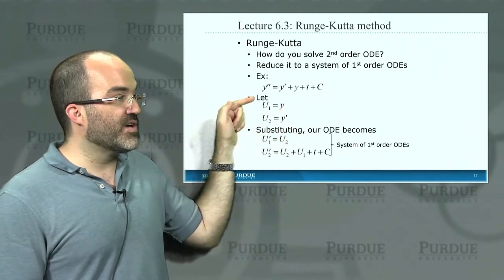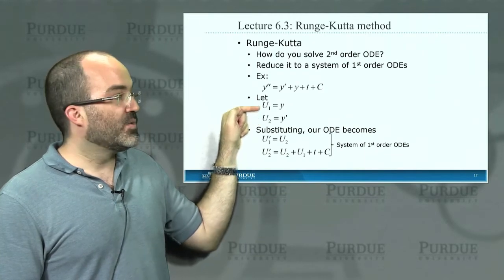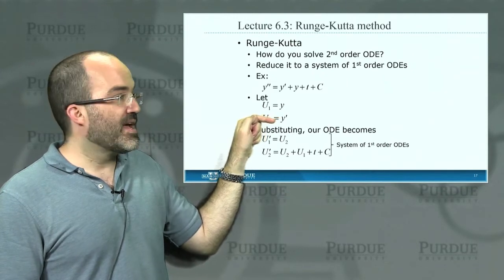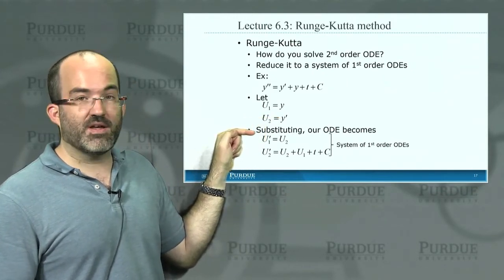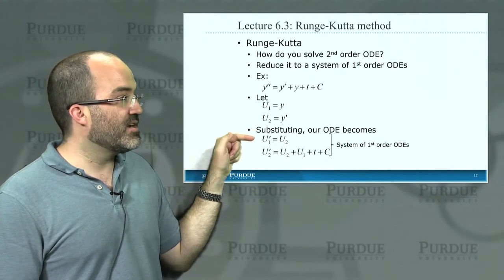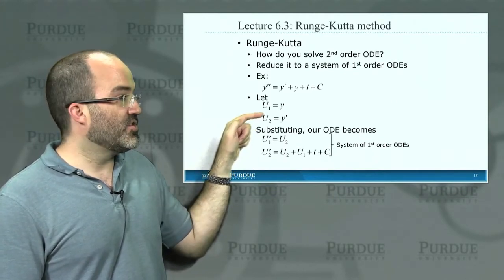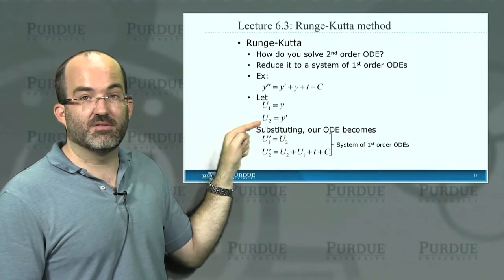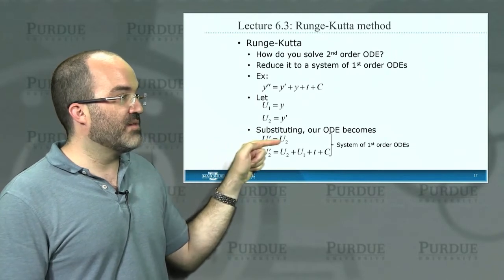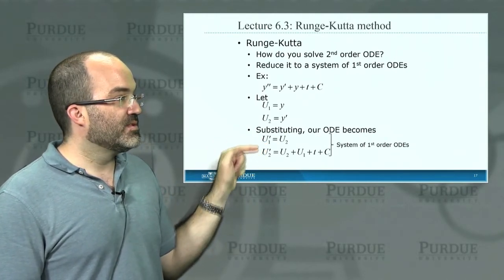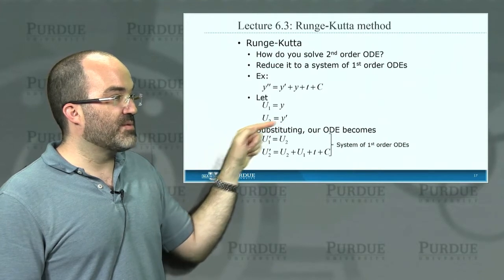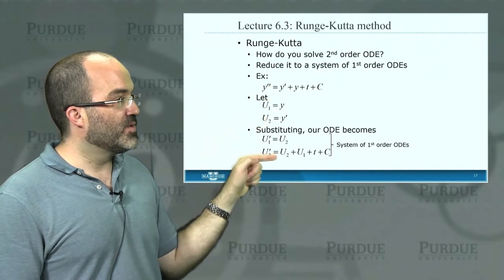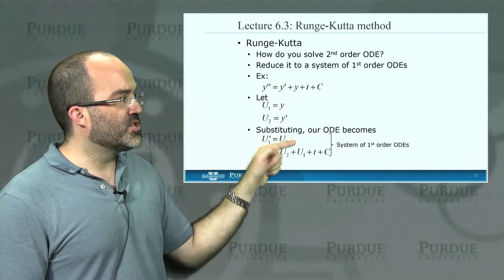Then we can define 2 new variables, u1 and u2, where u1 is equal to y, and u2 is equal to y prime. And then, by substitution, we can rewrite our ordinary differential equation such that u1 prime is u2, because u1 is y, so u1 prime is y prime, and we defined y prime as u2, so that's just an observation. u1 prime is u2, and then u2 prime, where u2 is y prime, so u2 prime is y double prime, so u2 prime, single prime, is equal to y prime, which is u2, plus y, which is u1, plus t, plus c.